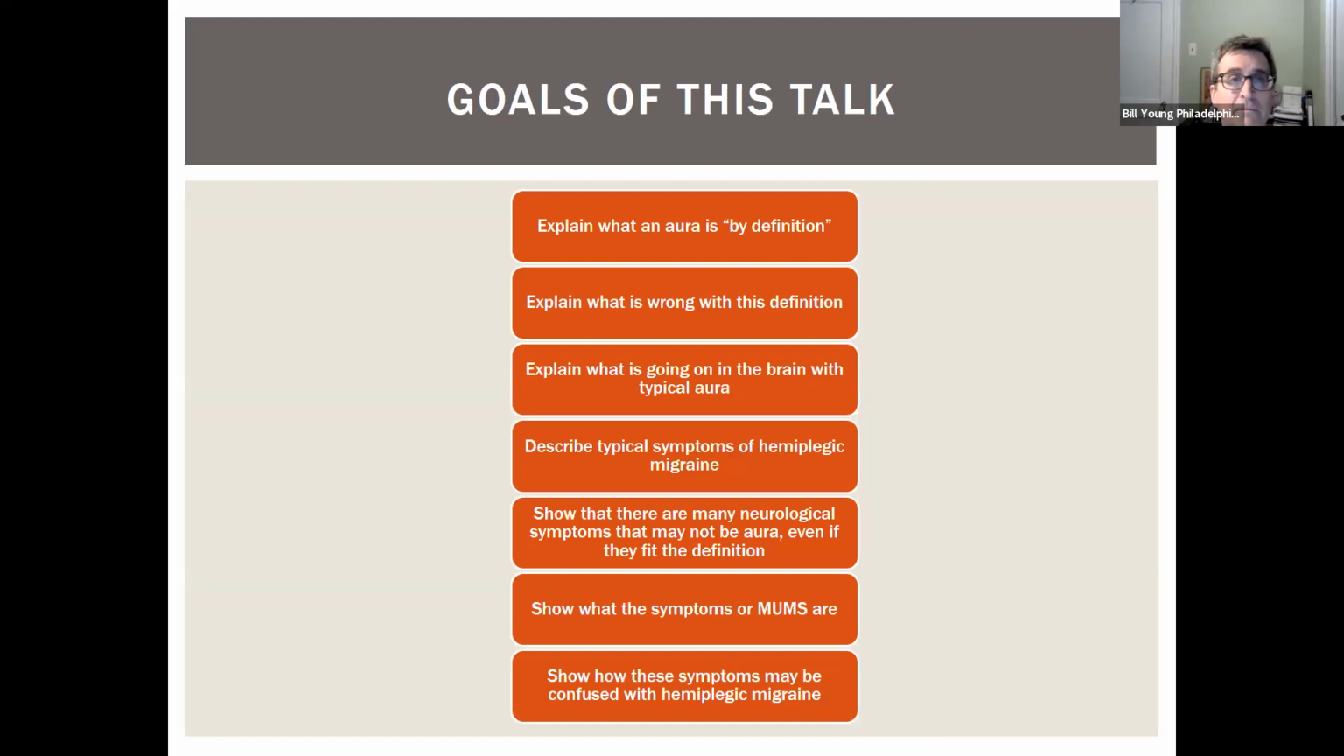So what I hope to get out of this talk is to explain what an aura is by its definition, explain what is wrong with the definition of an aura, explain what is going on in the brain with a typical aura, describe the typical symptoms of hemiplegic migraine, show that there are many neurologic symptoms that may not be aura, even if they fit the definition, show what the symptoms of MUMS are, and show how these symptoms may be confused with hemiplegic migraine.